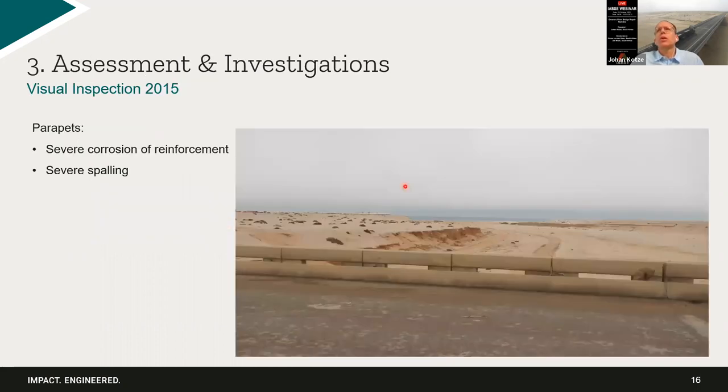This is just a couple of photos of the defects when we came there in 2015. One can see some spalling on the parapets. It's not very visible on this photo, but you could see the steel is corroded in this area. And there's a lot of places where there's visible delamination and imminent spalling that will happen.